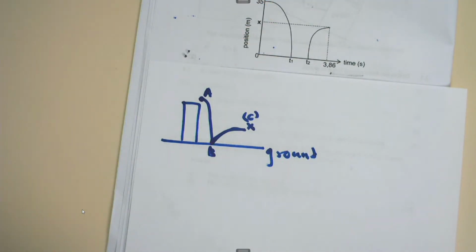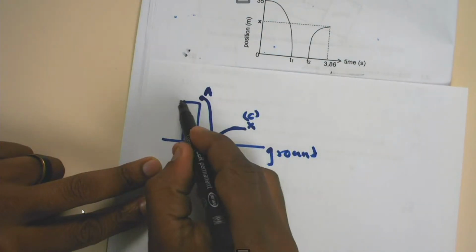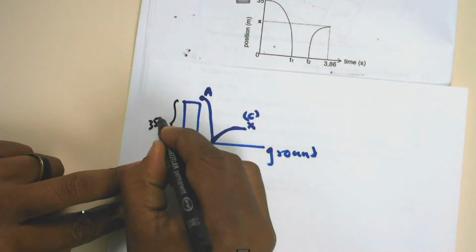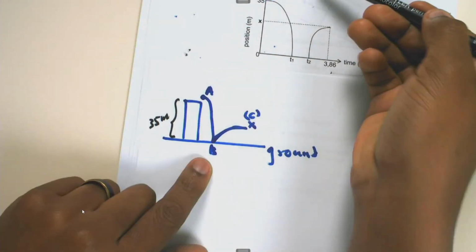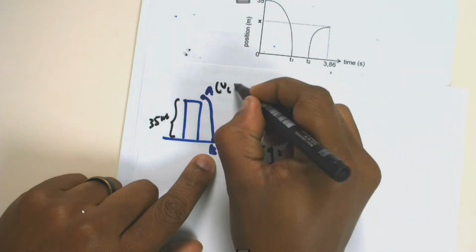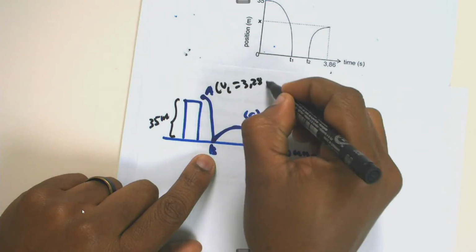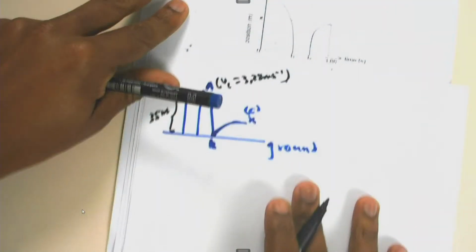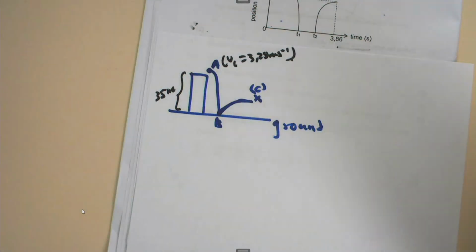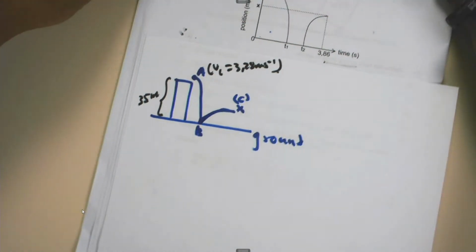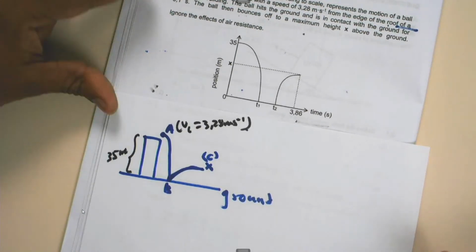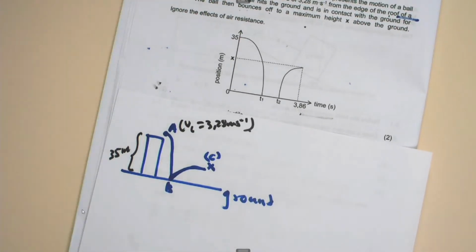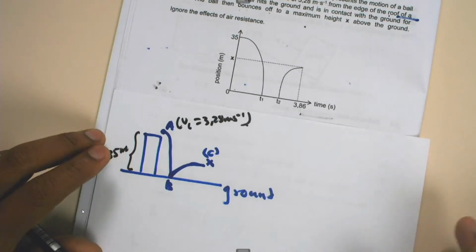Can I assign values that are given? Yes, I know that this particular height is given as 35 meters. Do I know the initial velocity? Yes, the initial velocity is equal to 3,28 meters per second. So this is me now writing down, analyzing the data that is given from the stem. Remember, my achievables in this particular question should be at least around 6 marks.